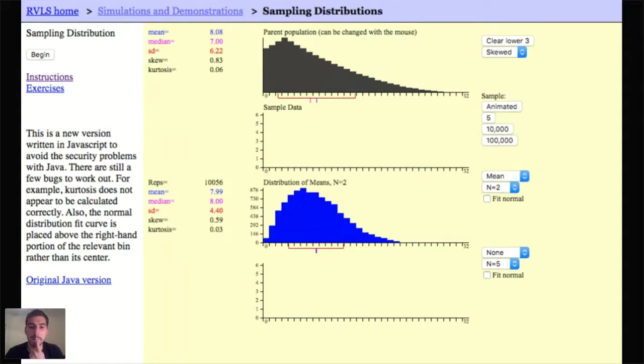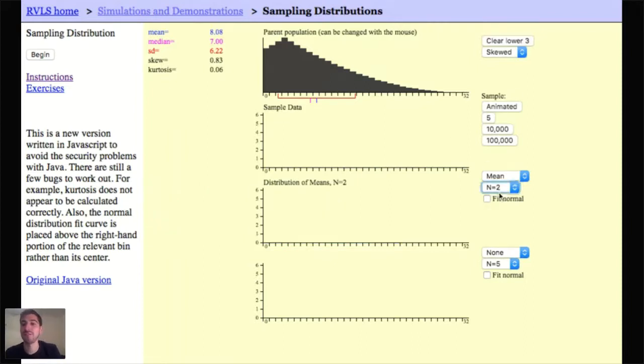But the standard deviation is lower than the original parent population's standard deviation. Not entirely surprising there because of what we saw last time. Let's clear this out and do sample size of 5 at a time, see what happens.